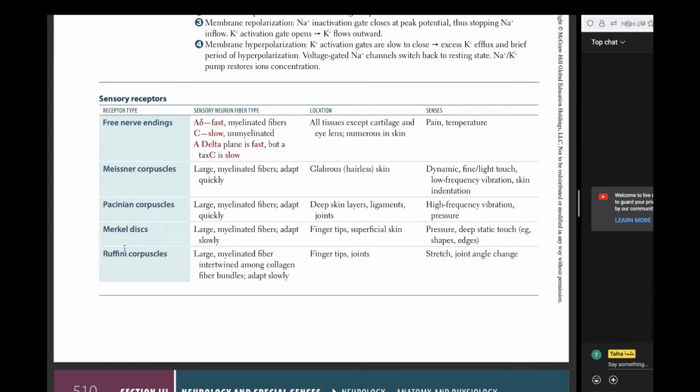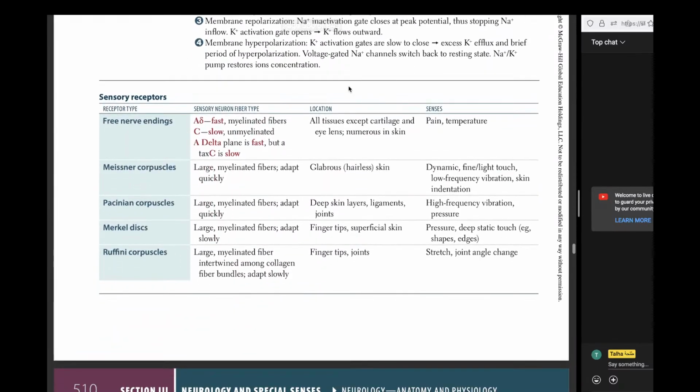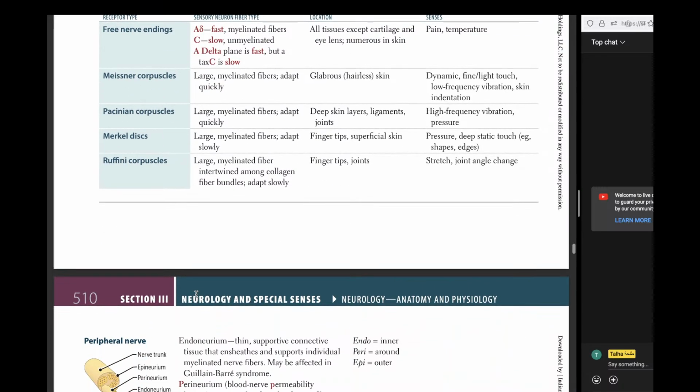So basically, Ruffini corpuscles is stretch. Merkel discs is pressure. Pacinian corpuscles is high frequency vibration and pressure, and Meissner corpuscles is low frequency vibration and fine touch. And then free nerve endings is pain and temperature. I could make a diagram for this, but it's going to be pretty abbreviated. I mean, I guess these are not the highest yield stuff yet.